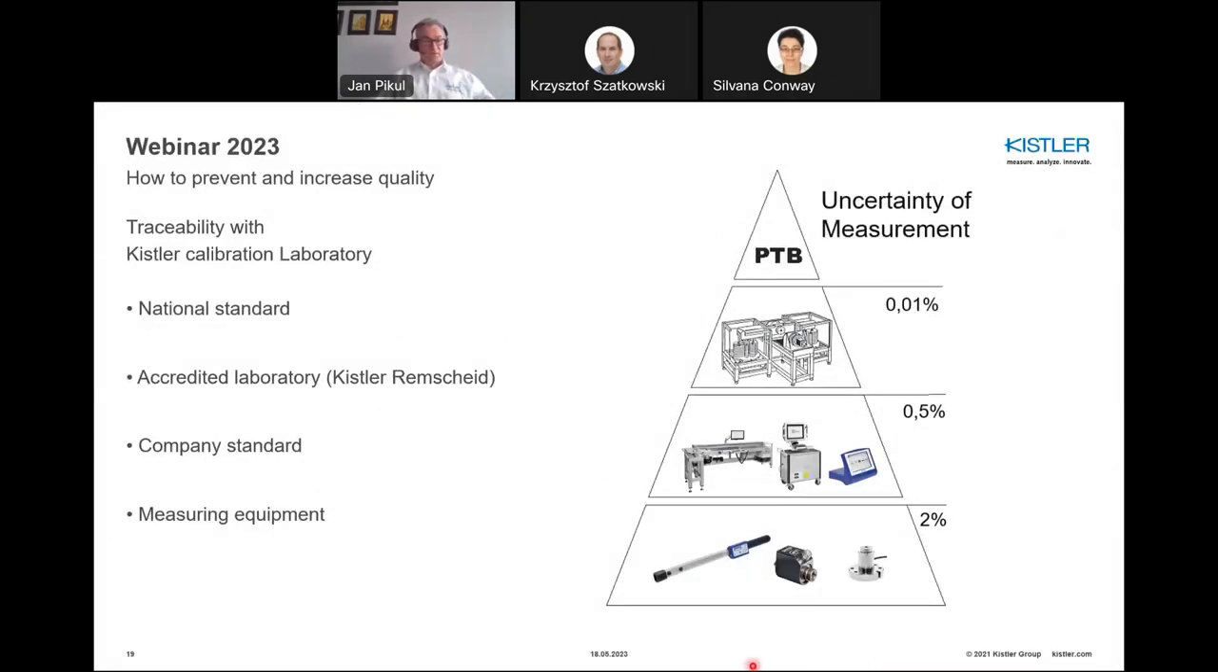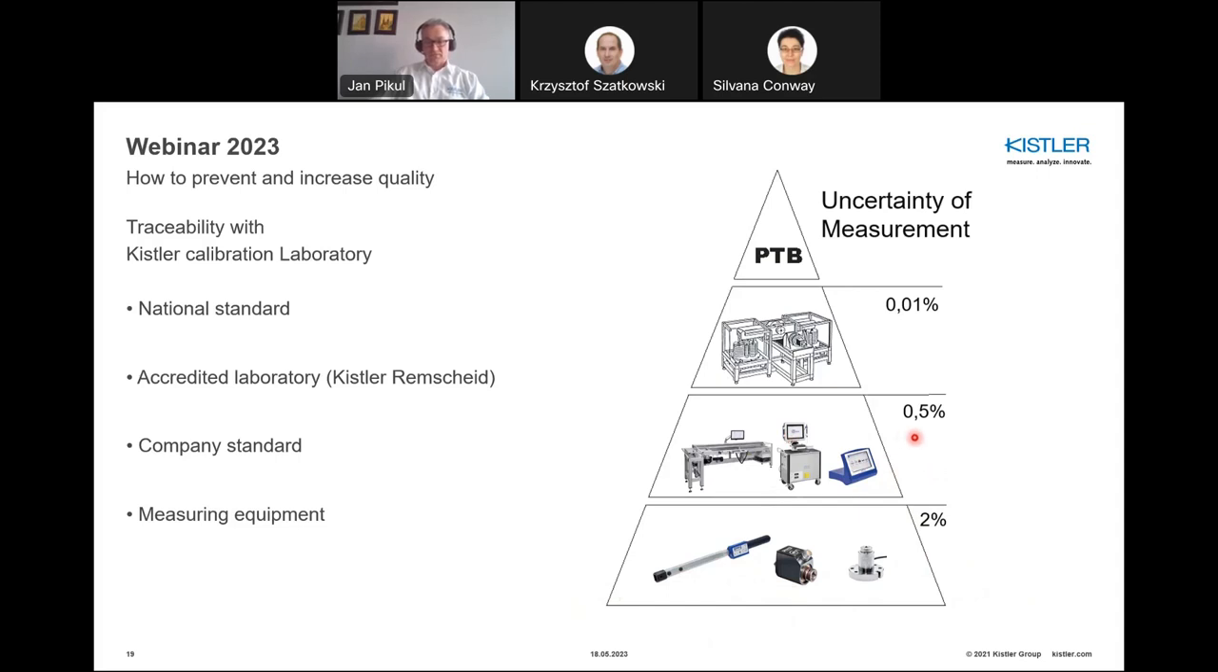So here are some explanations about the traceability of the process. On the bottom of the pyramid, we have the production standards, which are all the tools, torque tools we use for production, like wrenches and nut runners, and some sensors to measure in process. So we say this is used during the production phase.